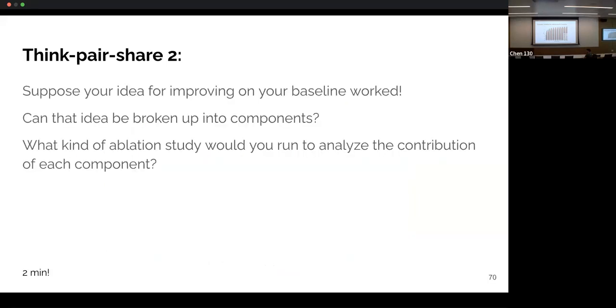All right, think about this too, and we're really good on time, so I'm going to give you longer for this, 4 minutes. Suppose your idea for improving the baseline worked. Can that idea be broken and cut into components? And what kind of ablation study would you run on your data? I'll start the clock.